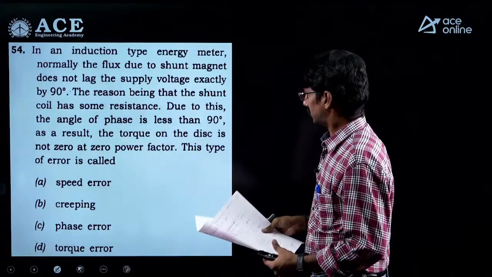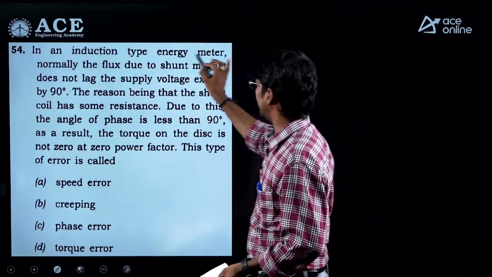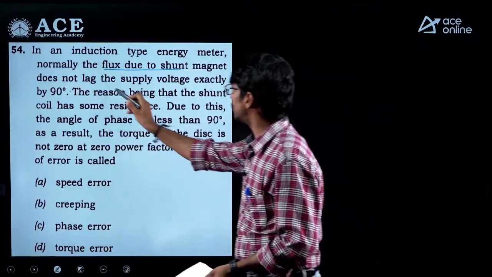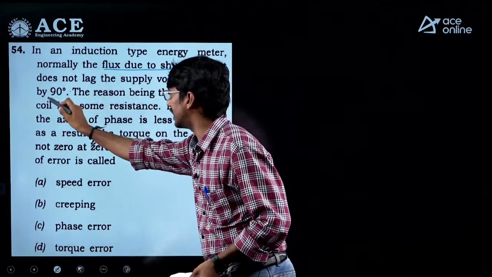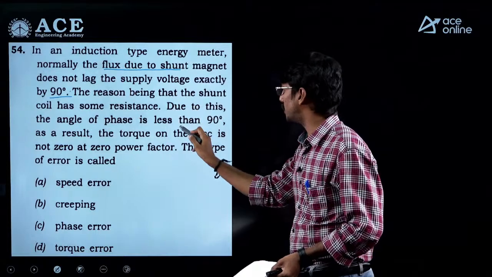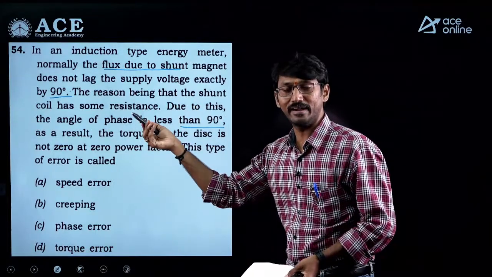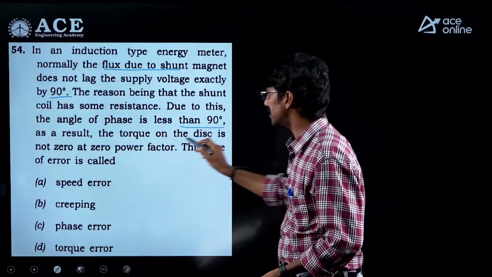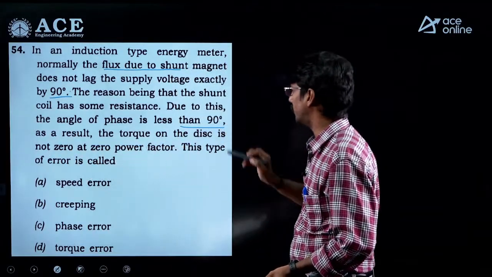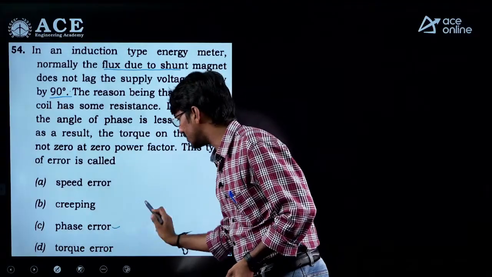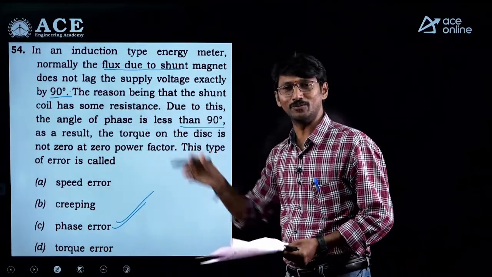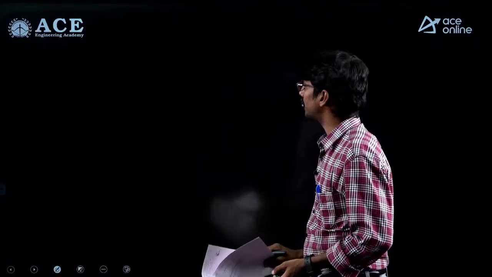Next one, in an induction type energy meter, normally the flux due to shunt magnet does not lag the supply voltage exactly by 90. It is correspondingly less than 90, something. Delta is 88, 87, we have seen in the class. The torque on the disc is not 0 at 0 power factor, this error is called generally phase error. The phase angle is not exactly 90, therefore we can write it as phase error.